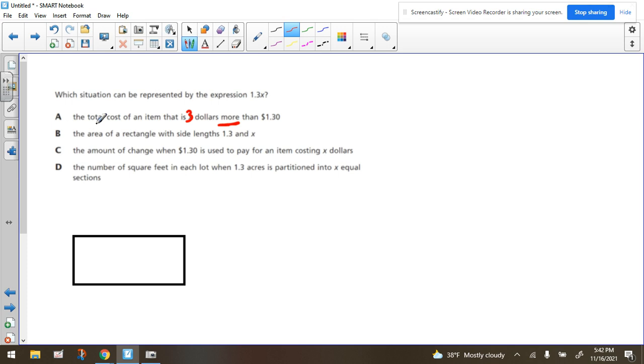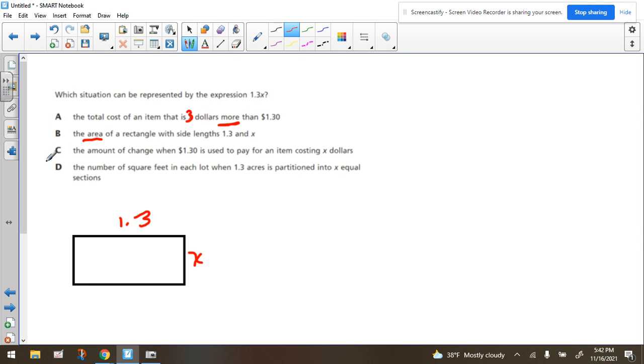Let's look at choice B. The area of a rectangle with side lengths of, so let's pretend that we know that this is 1 and 3/10 and that this is x. Remember, area is the length times the width, or the base times the height, or multiply the two numbers together. So is that the same thing as this? And if it is, then you're going to pick that.